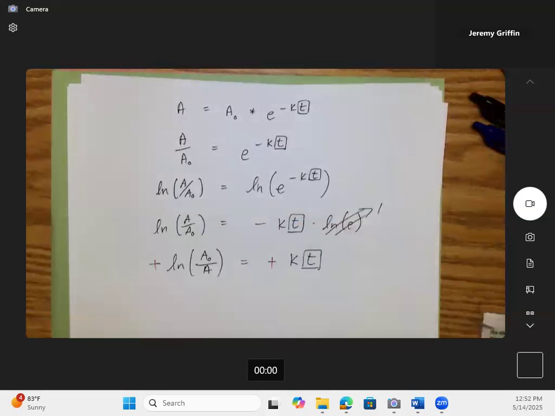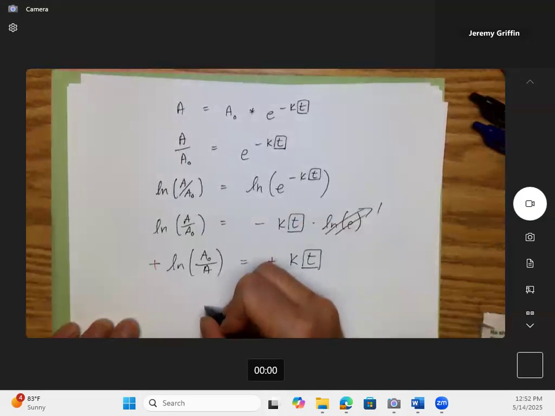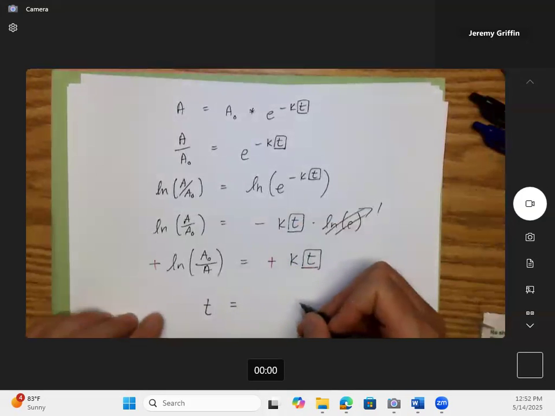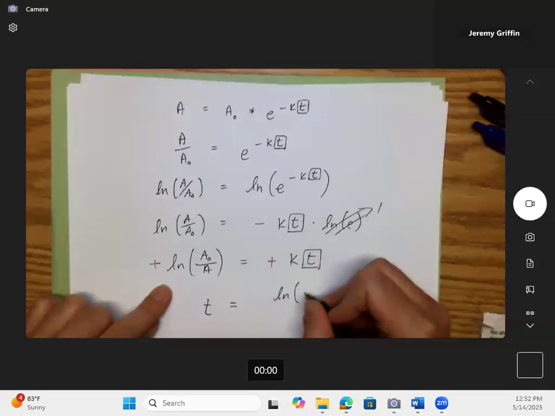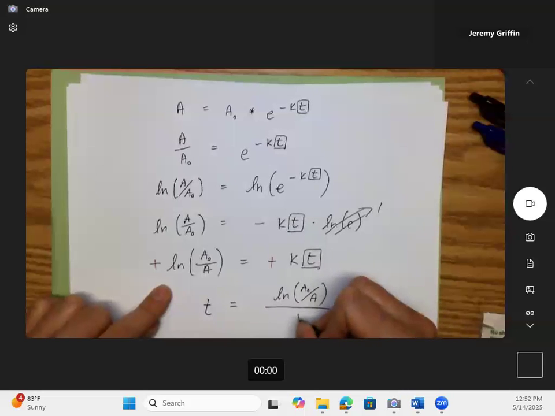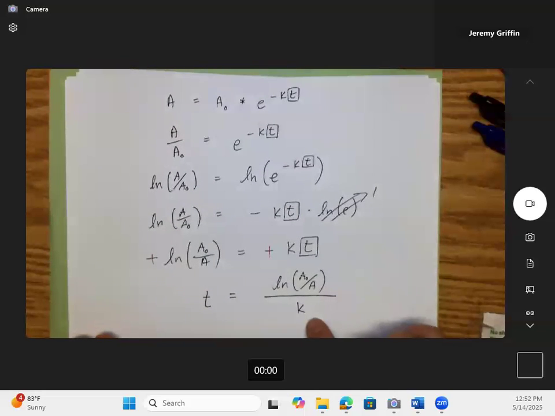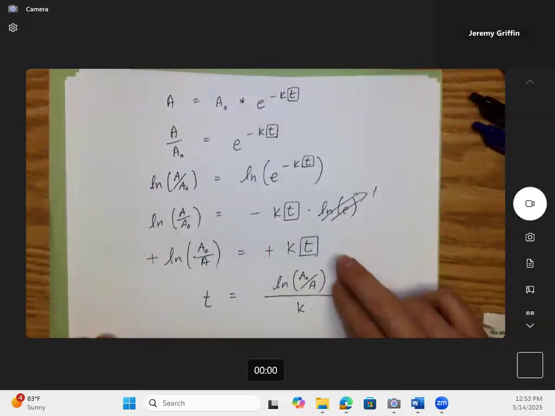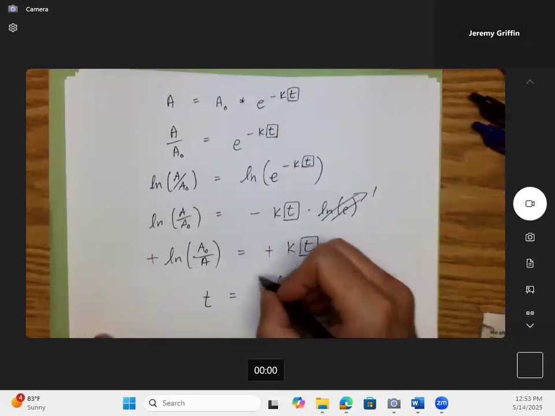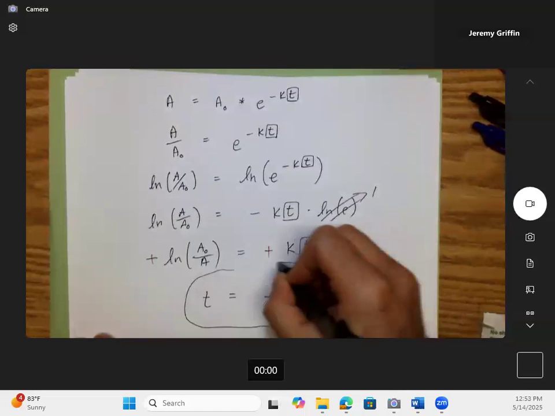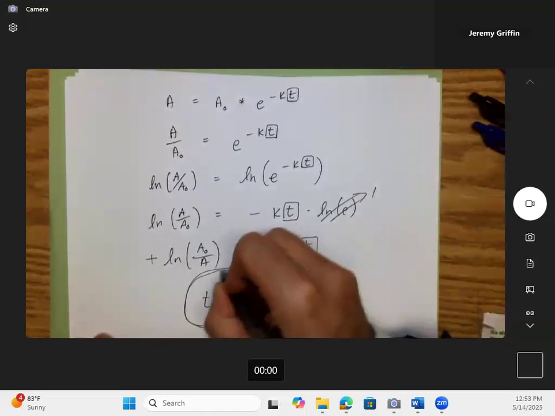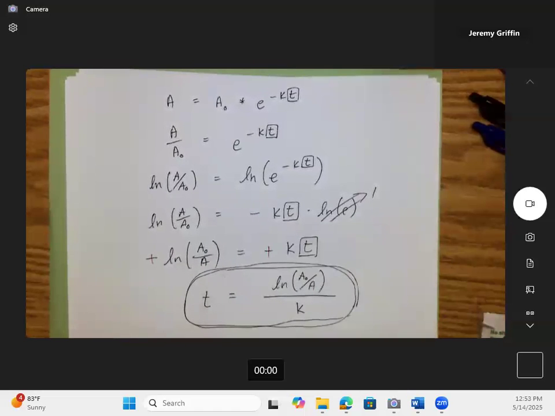So the amount of time that will have passed is equal to the natural log of the initial amount over the final amount, all divided by k, where k is a positive value. Or if you had k as a negative value, then this natural log fraction would flip and be the natural log of A over A naught, and then divided by a negative value of k. There are a couple of different ways to write that, but here's one way. This should work. It should tell you how much time has passed.